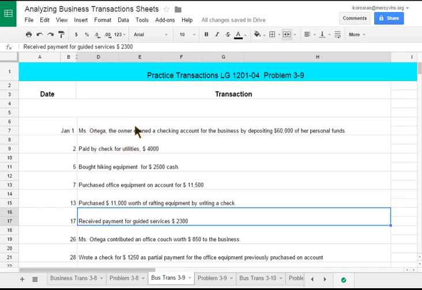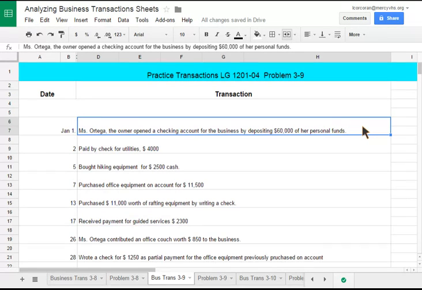And we're going to read the transaction. So on January 1st, Ms. Ortega, the owner, opened a checking account for the business by depositing $60,000 of her personal funds. So again, this is just another way of saying that the owner invested money into the business. So we see it's $60,000 cash, and she's investing.